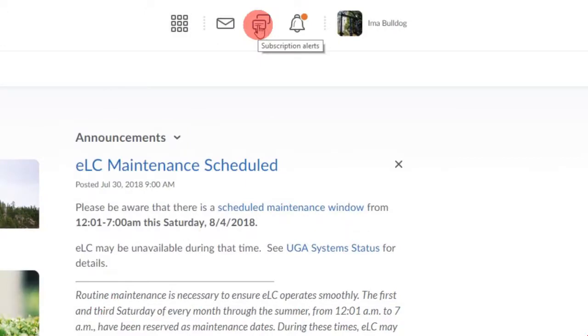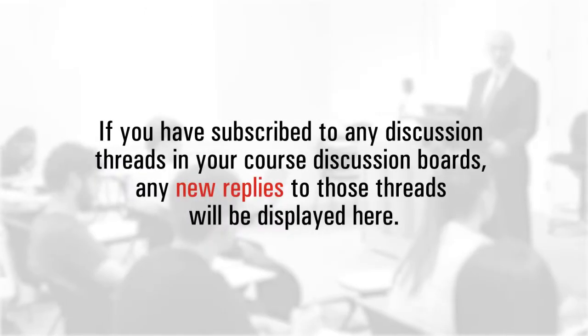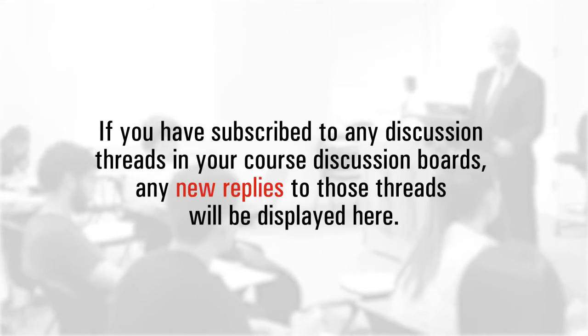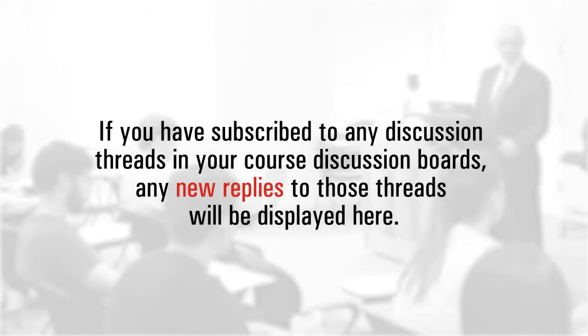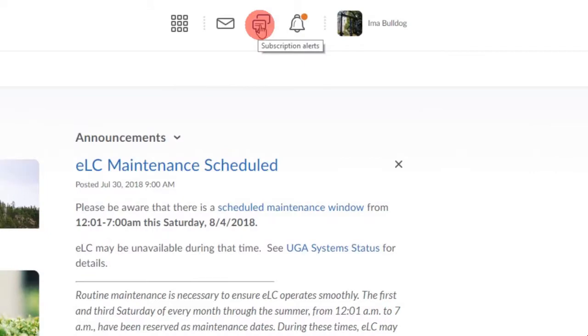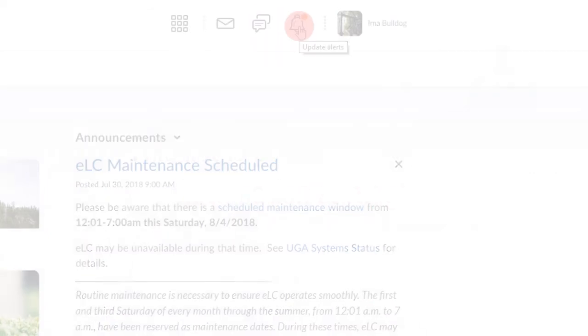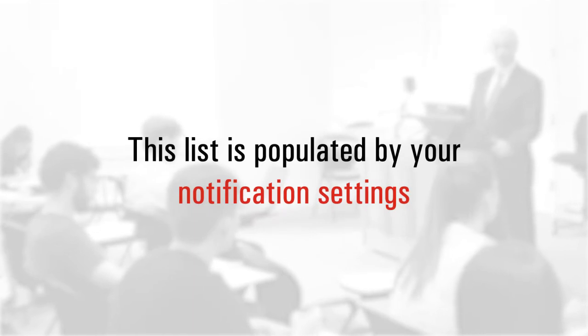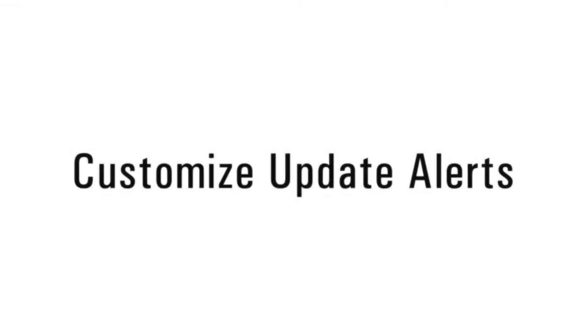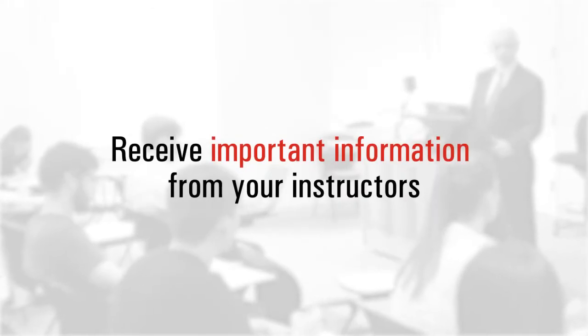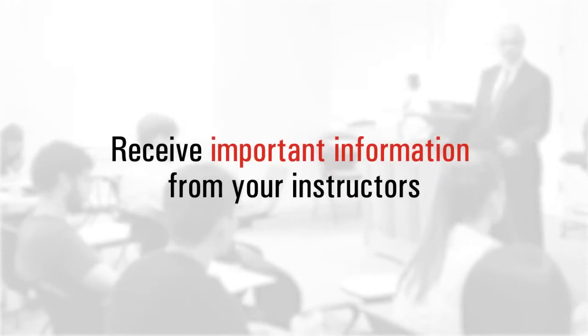The second icon along the top is your message center. If you have subscribed to any discussion threads in your course discussion boards, any new replies to those threads will be displayed here. Next to the Message Center icon is a button which will display your update alerts. This list is populated by your notification settings, which you should customize so that you can be sure to receive important information from your instructors. Let's set up those notifications now.